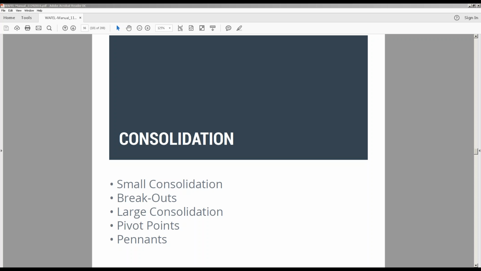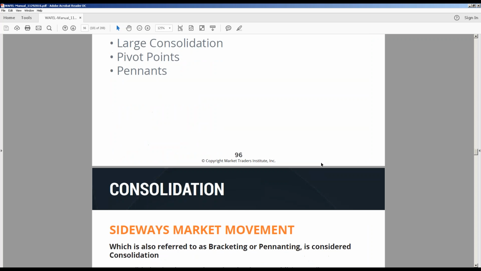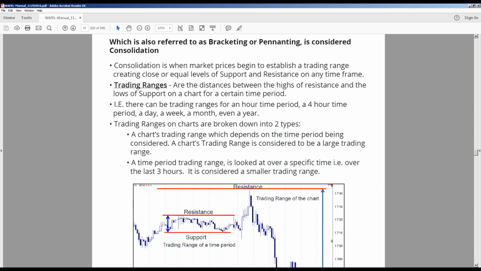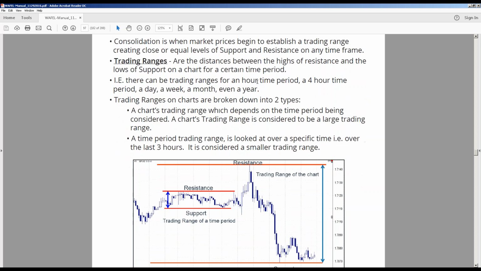Right, now today I'm going to discuss small consolidation, breakouts, large consolidation, pivot points and pennants. Sideways market movement, which is also referred to as bracketing or pennanting, is considered consolidation. Consolidation is when the market prices begin to establish a trading range, creating close or equal levels of support and resistance on any time frame.